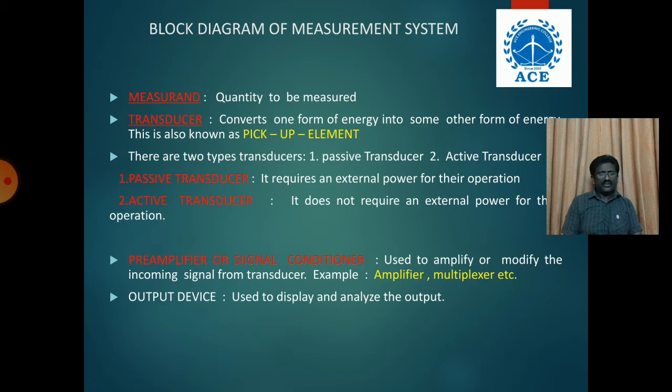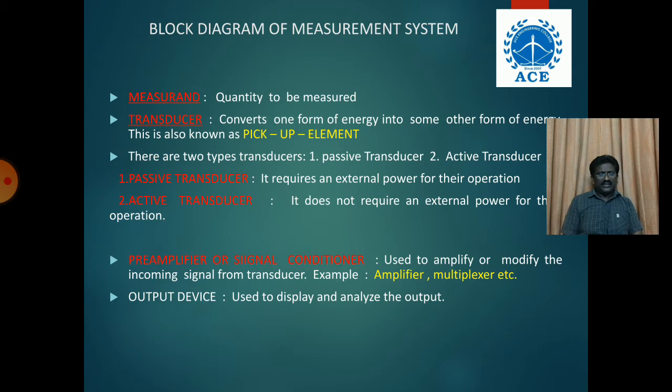According to transducer classifications, we have 5 types of transducers. First one, based on transduction principle. Second one, passive or active transducer. Third one, digital and analog transducer. Fourth one, primary and secondary transducer. Fifth one, transducer and inverse transducer. These are the classifications of the transducers.